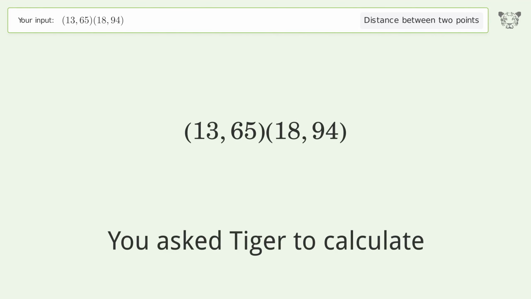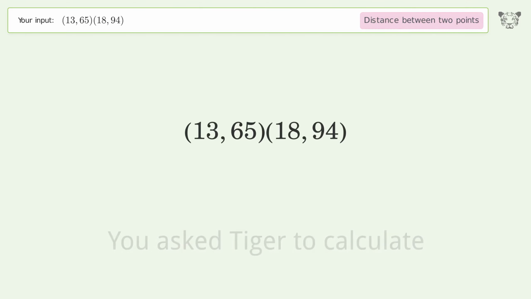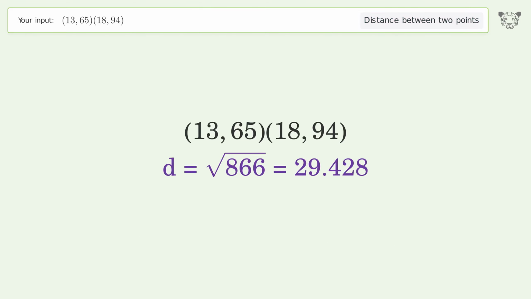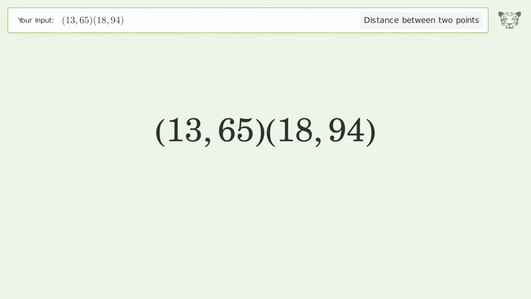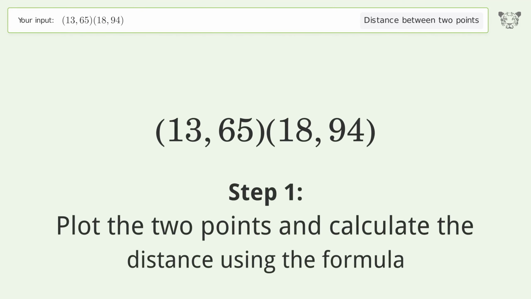You ask Tiger to calculate. This deals with the distance between 2 points. The distance between the 2 points is the square root of 866, or 29.428. Let's solve it step by step. Plot the 2 points and calculate the distance using the formula.